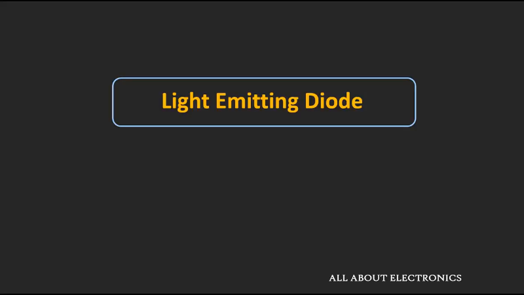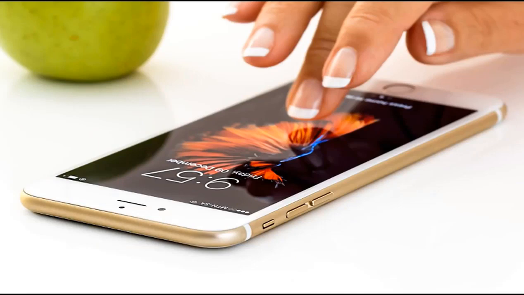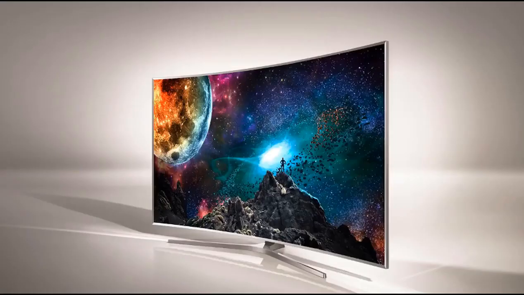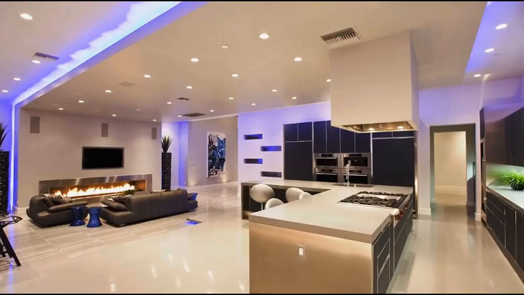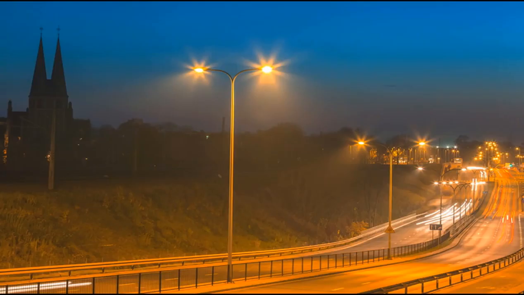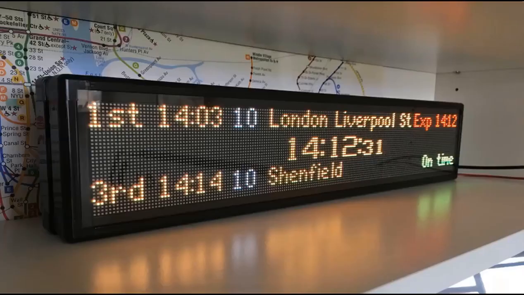Today in many electronic devices, by some way or other, LEDs are commonly used. For example, LEDs are commonly used in smartphone displays as well as in camera flashlights. Similarly, LED TVs are quite common. And if we talk about lighting, LEDs are used for lighting in houses and offices. And not only that, from street lights to traffic signals or even display boards, LEDs are commonly used.